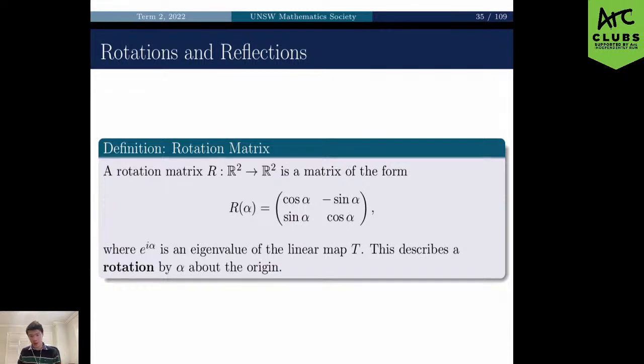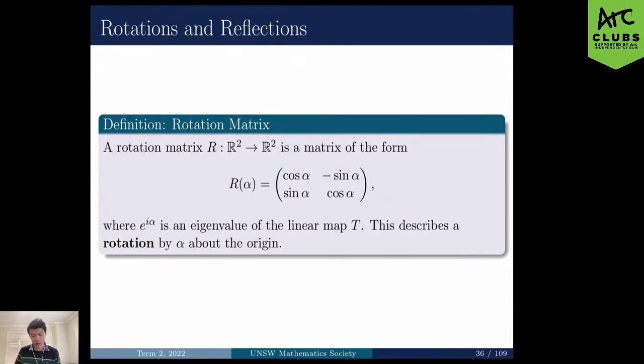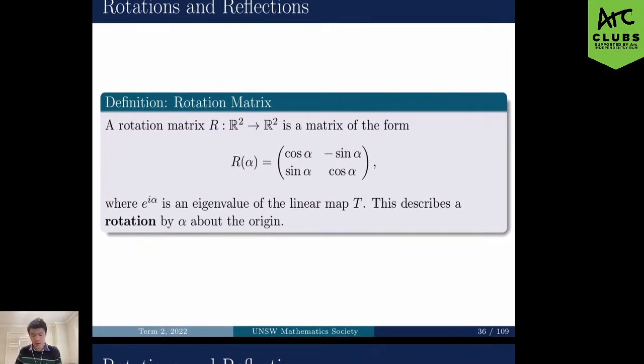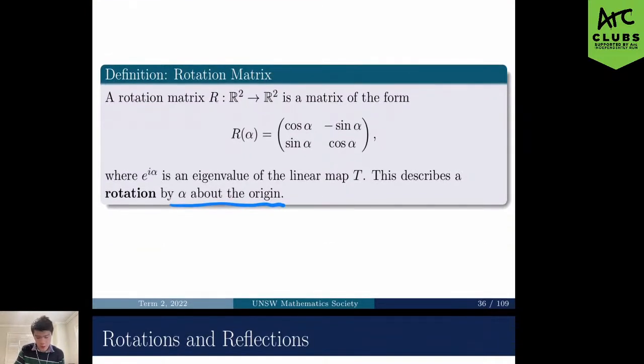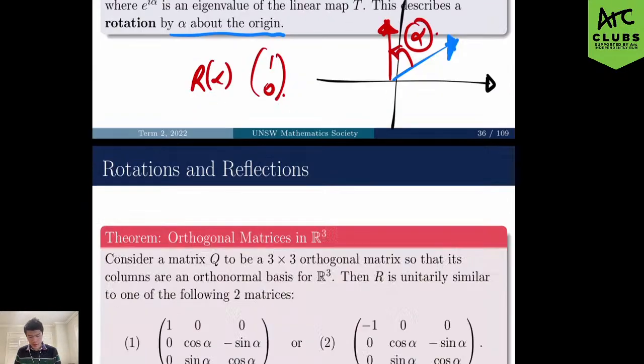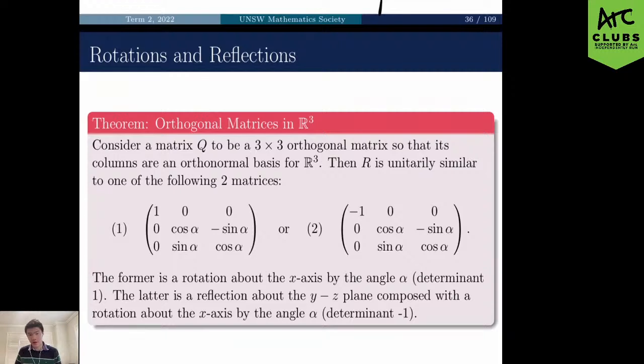Okay, so we don't have too much more to cover, but we'll go through this briefly. A rotation matrix is a matrix of this form. Essentially, all I'll say is that you can show that this is a rotation by α about the origin. So if you take any vector and apply this to it, the length won't change, but you'll be rotated by α.